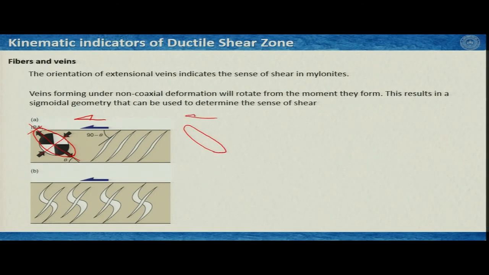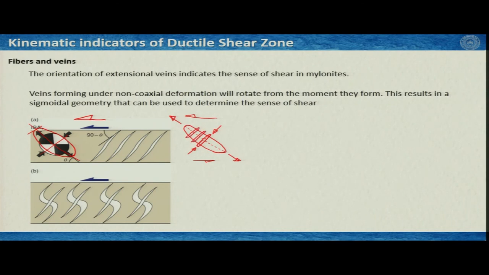So once I have an ellipse like that, in response to the sense of sinistral shear, then clearly this is the long axis and this is the short axis. In other words, we can figure out that this is the compression direction and this is the extension direction. If that happens, then it is obvious that fractures would be produced like this.